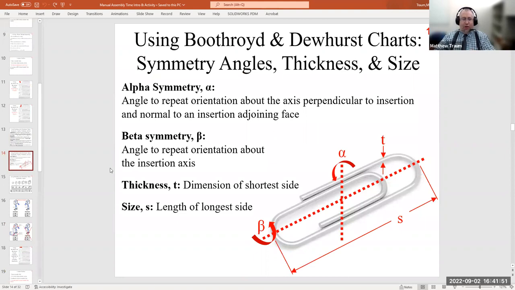Okay, so any questions about any of these definitions before we move on? I'm going to do an example to walk you through, but I want to make sure that you at least have a sense of what these things are.